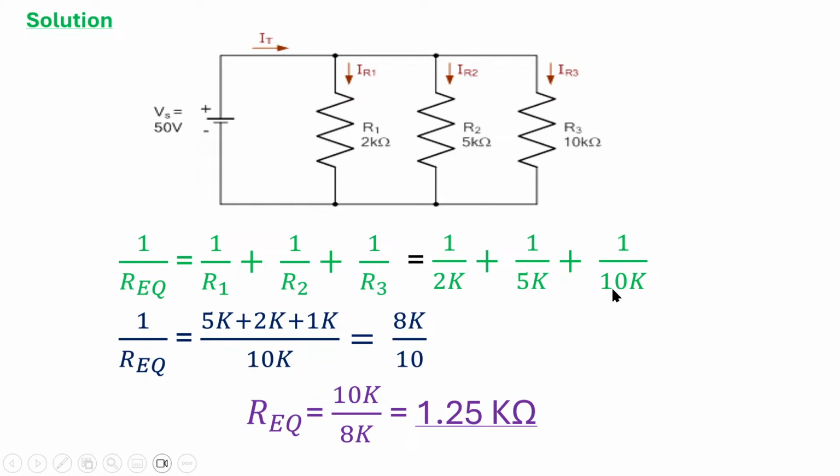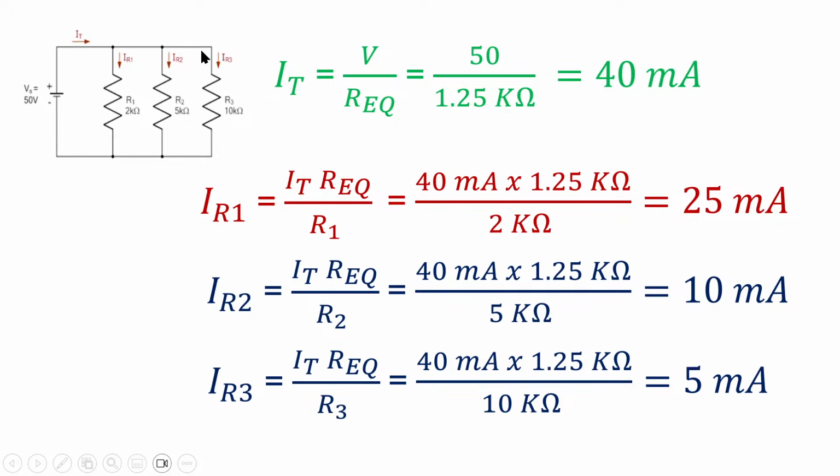That is the equivalent resistance of all these resistors connected in parallel. The next thing is to calculate the total current. According to Ohm's law, I is equal to V over R. When you do that, you get a total current of 40 milliamps. The next thing is to calculate the current flowing in each of these branches, that is I_R1, I_R2, and I_R3.